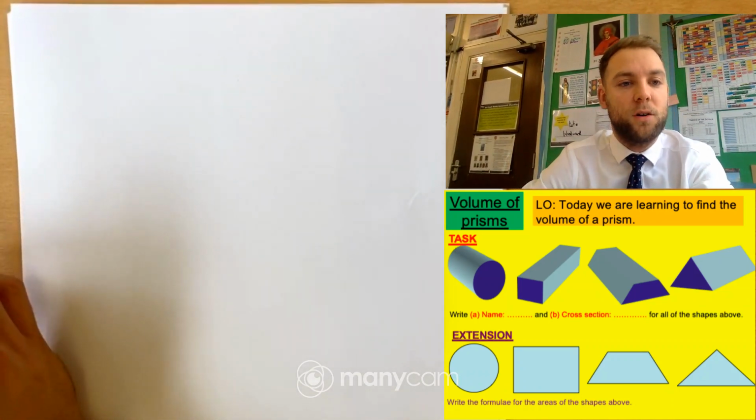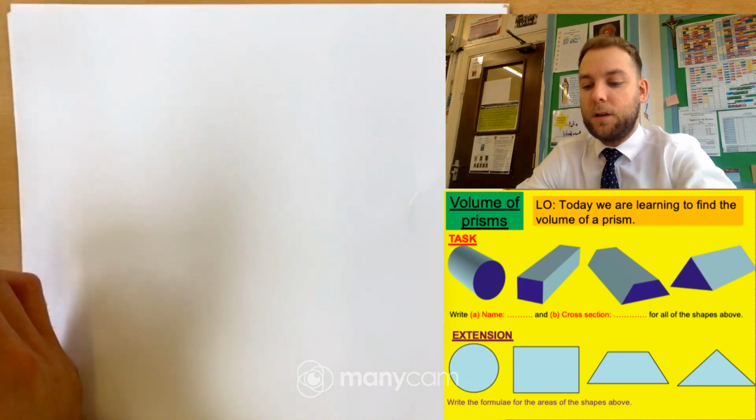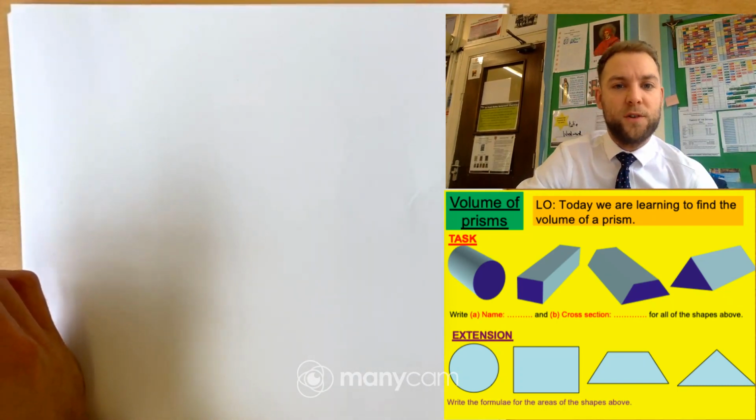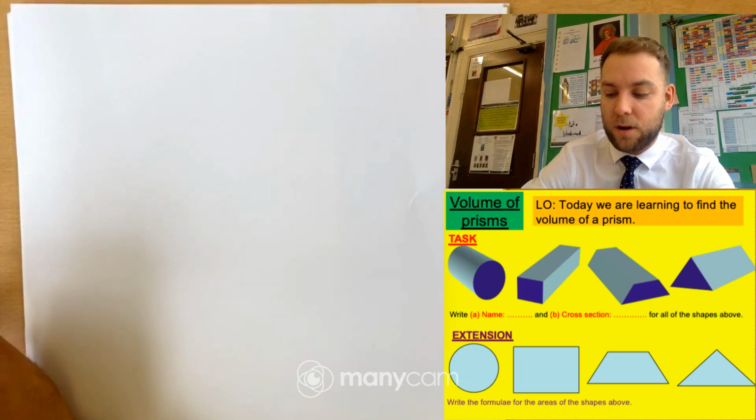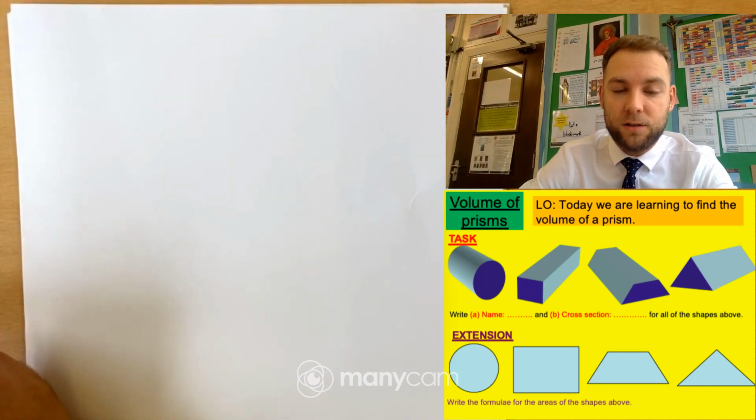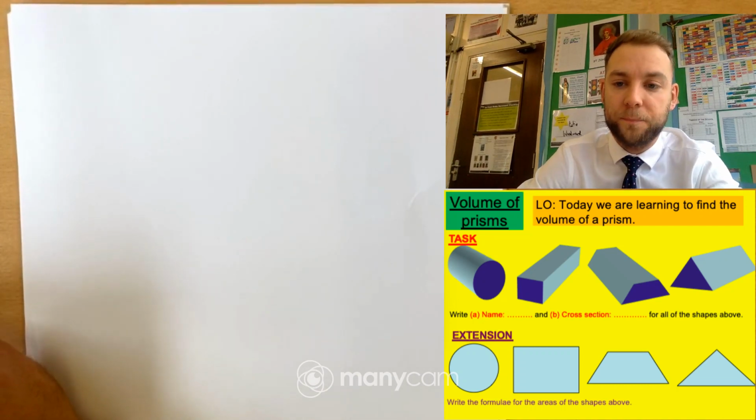I have done another test, but this is going to be our first test with Year 9. So this is currently for all Year 9 students, and it's going to be the lesson which is the volume of a prism.